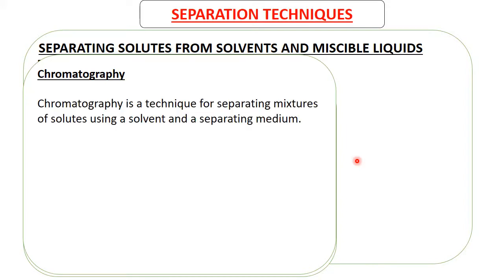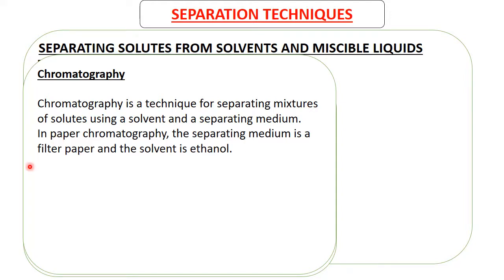What is chromatography? Chromatography is a technique for separating mixtures of solutes using a solvent and a separating medium. So if you have mixed different solutes together and you cannot tell which is which, the only way you can separate them is to use chromatography. We do this by using a solvent and a separating medium. There are different types of chromatography. The one that we're going to study is called paper chromatography. In that case, the separating medium is a filter paper and the solvent is always ethanol.